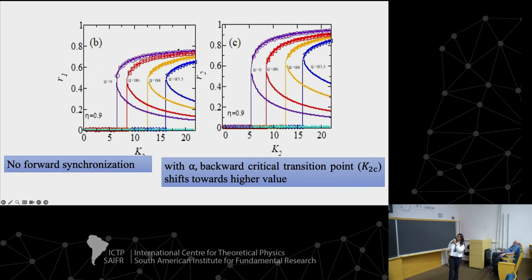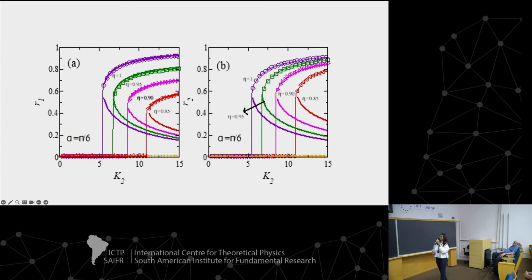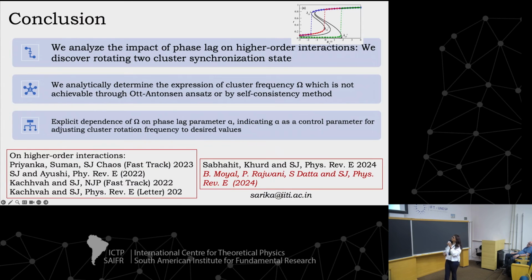So no forward synchronization, and with alpha, backward critical points shift towards the higher value. But R1 is equal to, so 2 cluster because of 2 theta I, and rotation because of alpha, okay? So this you can skip, this is just for completeness.